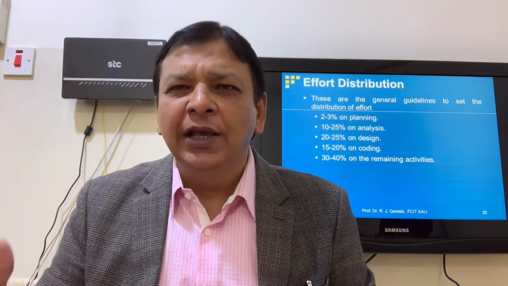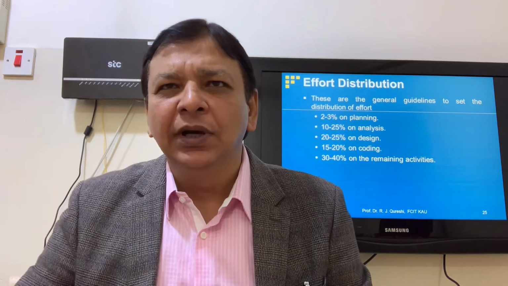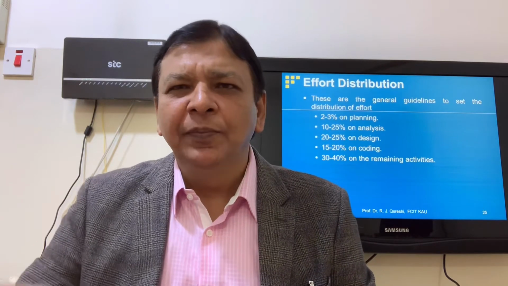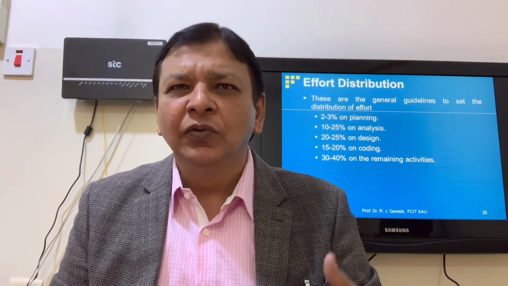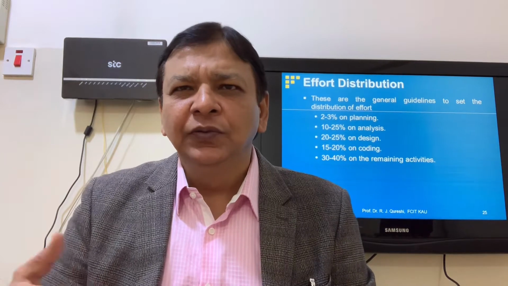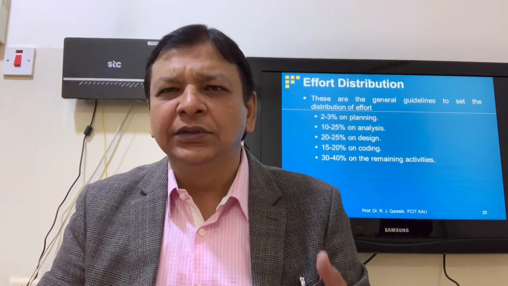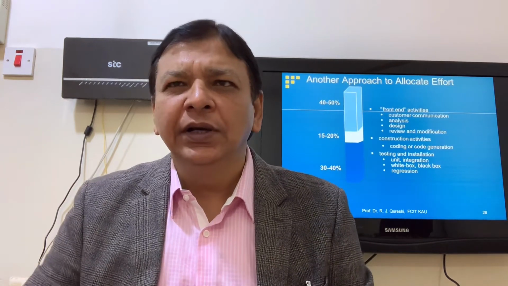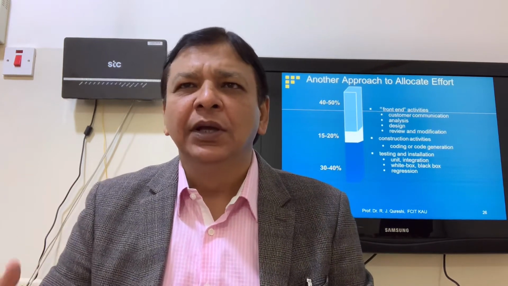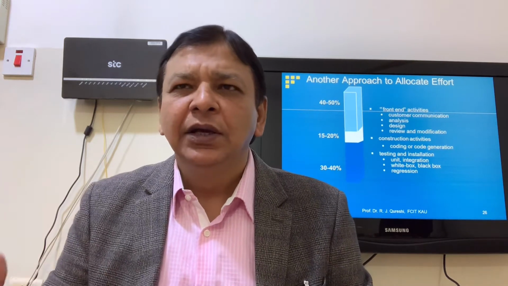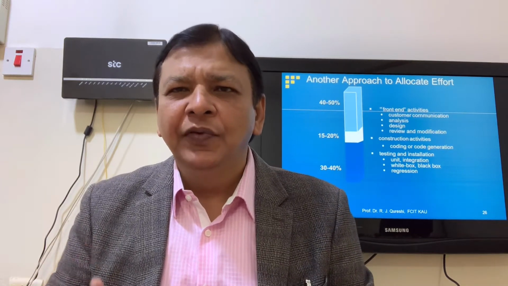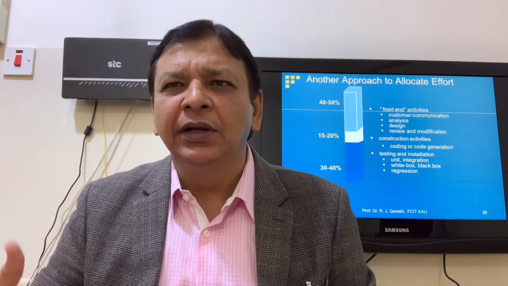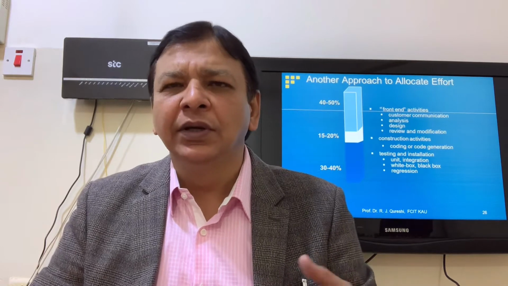So for example, as per the guideline, 2 to 3% on planning, 10 to 20% on analysis, 20 to 25% on design, 15 to 20% on coding, 30 to 40% on the rest of the activities: testing, maintenance, deployment, training, security. We have 40 to 50% on front-end activities like customer communication, analysis, design, review, modification, and 15 to 20% on coding, 30 to 40% on testing, maintenance, deployment, training, security.